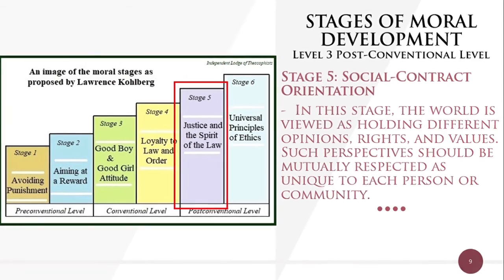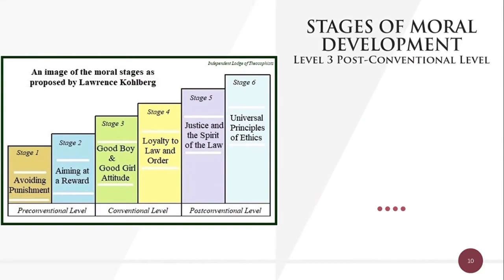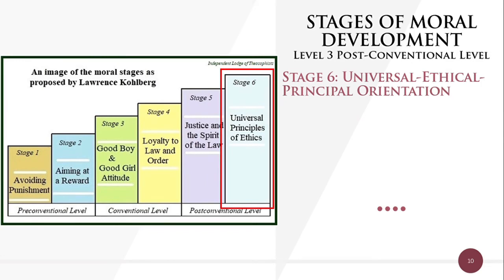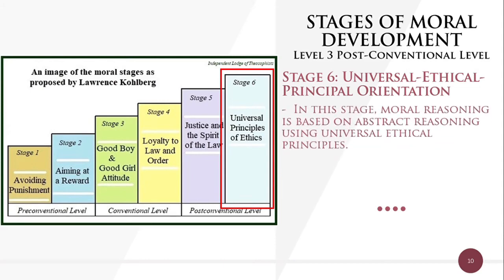But for stage 6, which is what we call your universal ethical principle orientation, okay? This is largely governed by lasting feelings of goodwill, compassion, and solidarity for all beings. Parang ito yung stage na kung saan, okay? The moral reasoning is based on abstract reasoning using universal ethical principles. Ibig sabihin, you're not just talking about the rules of the society, but the rules of the universe. The ethical rules and regulations of the universe. What kind of good is applicable to everybody?